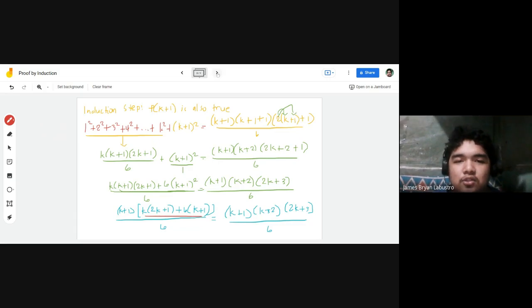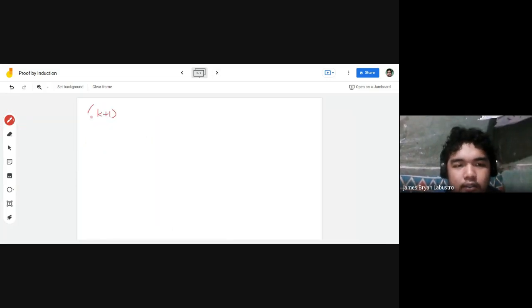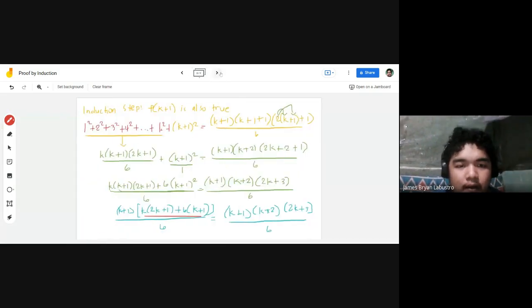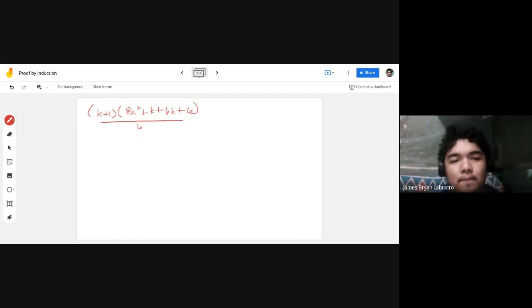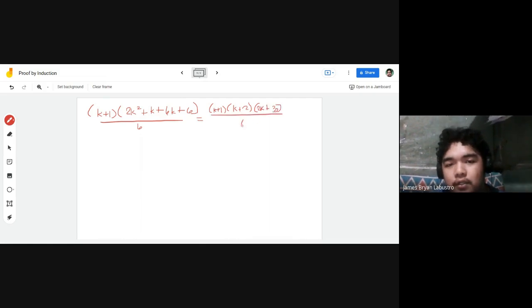So let's simplify this. We have (k+1) times (2k² + k + 6k + 6) all over 6. We're not going to multiply (k+1) to 2k² + k + 6k + 6. In order to do that, we're going to simplify this then factor out again, so it becomes (k+1)(k+2)(2k+3) all over 6.